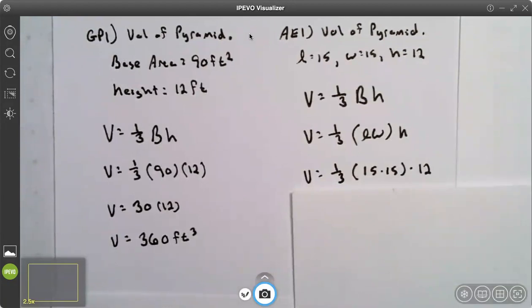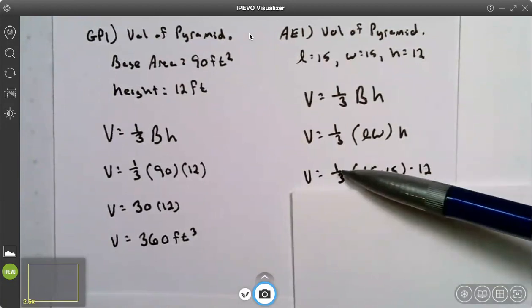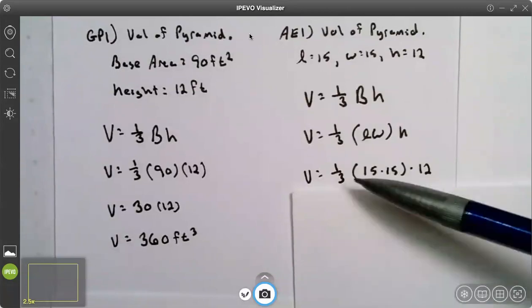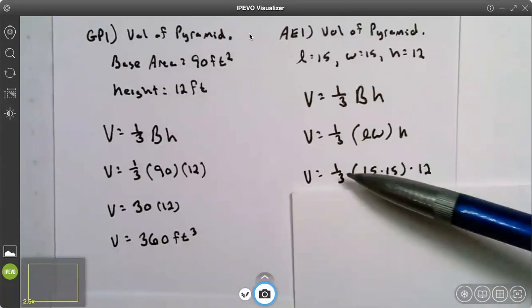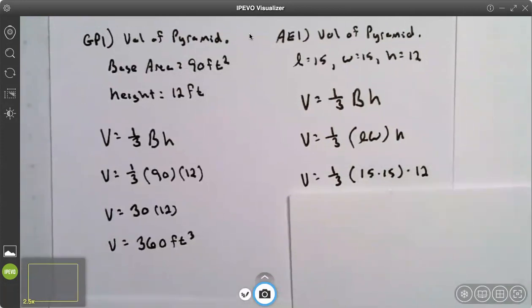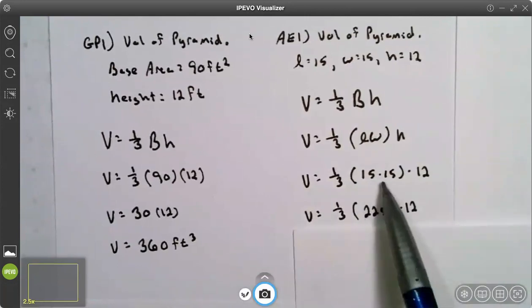Now, this is all multiplication. So order of operations tells me I can multiply in any order I want. Technically, you're supposed to go left to right, but you could do it in any order you want and get the right answer. So you could say 1/3 times 15 times 15 times 12 in a scientific calculator, and it would give you the right answer. I chose to find the area of my base. 15 times 15 is 225.